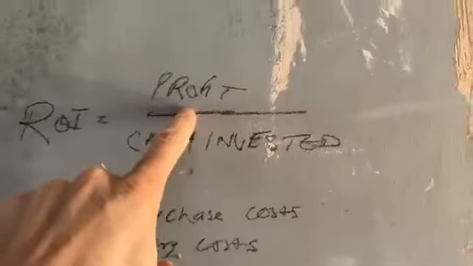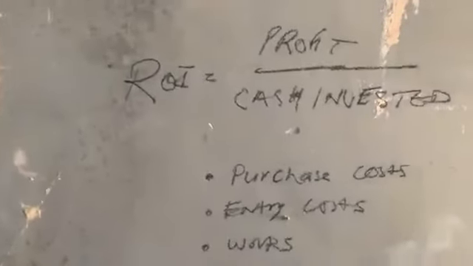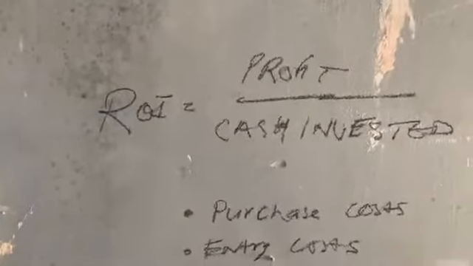So let's now take that and apply that to property investing. I borrowed a pen from one of the carpenters upstairs, and I've drawn this on the wall here. Now, it might be in reverse because we're on the selfie mode. Right, so return on investment is equal to the profit that you made divided by the cash invested. Now, how it's typically done is calculated on an annual basis.